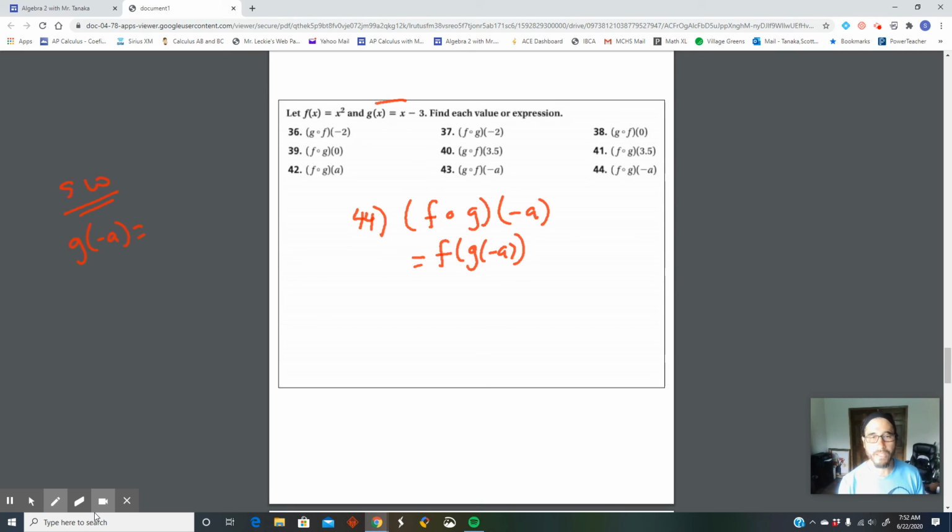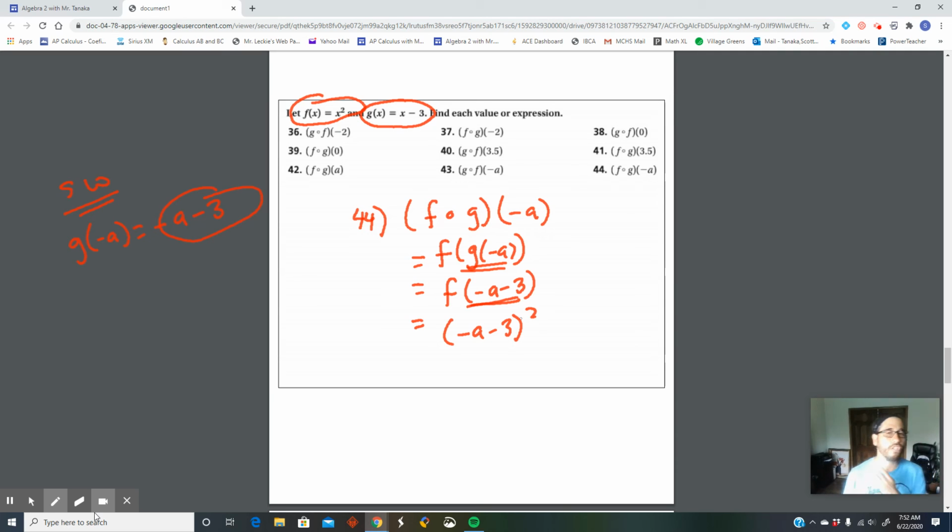G of -a means I'm going to use this guy this time, and I'm going to use that first. And wherever I see an x, I'm going to put in a -a. And I get this, and there's no simplification to do, and that's okay. But what I'm going to do is take that and put that in for the parentheses, and I get f of -a minus 3. Now here's where it gets a little bit tougher. Because now I'm going to use my f function. And when I use my f function, it says x squared. So whatever I have in the parentheses, I'm going to plug in for that x, and I have to square it. Okay, and I get that.